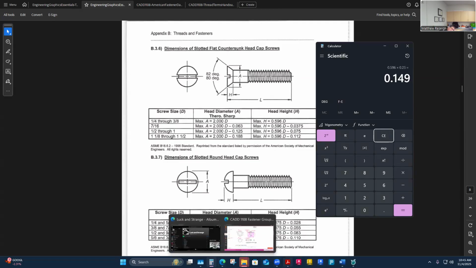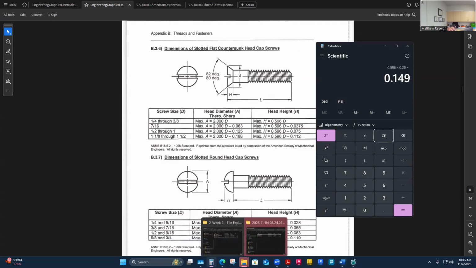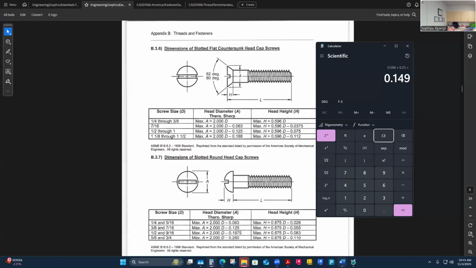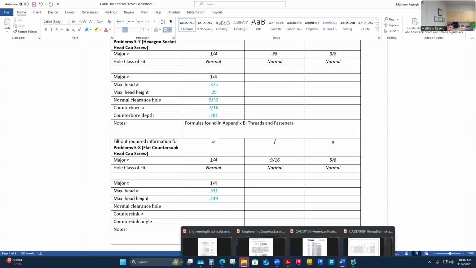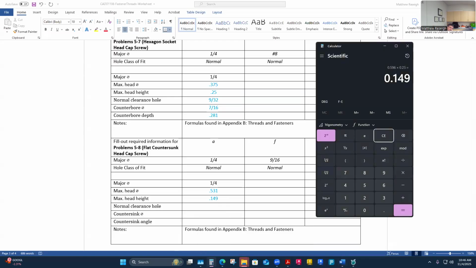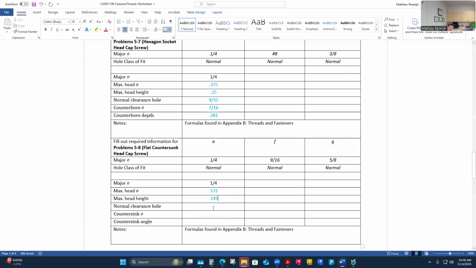I haven't done the cotangent one. If anybody does it, let me know if it's about the same, or if it varies just a little different. But I'm okay with this one. It's an easier formula to work with. 0.149. Yes. I still got to figure out the normal clearance hole for the countersink.